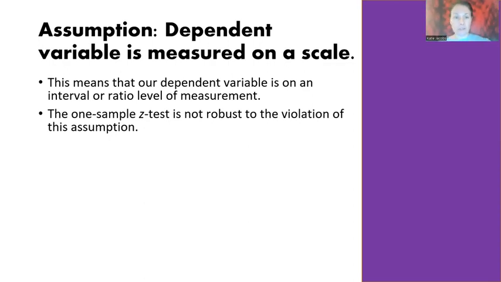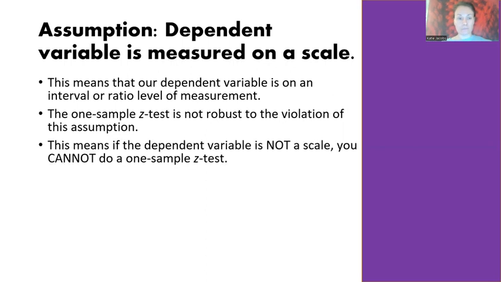I know some people have deal breakers when they're dating people, right? That means if that person doesn't meet that characteristic, then you will not date them. That is what it is for a one sample z-test. If we do not meet this assumption, then we cannot run this analysis. So again, this means if our dependent variable is not on a scale, we cannot do the one sample z-test.